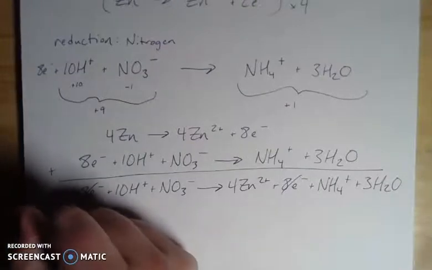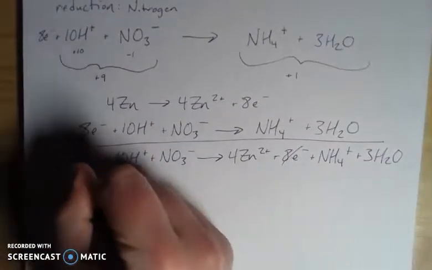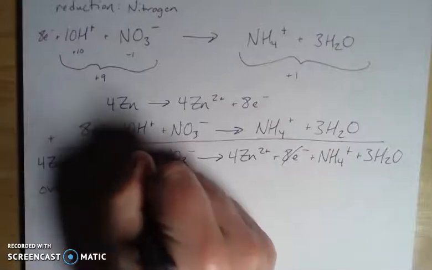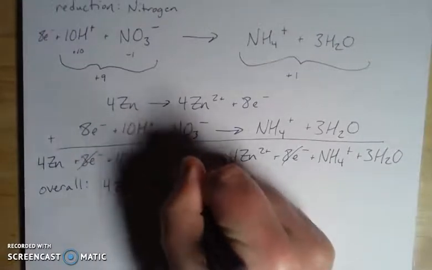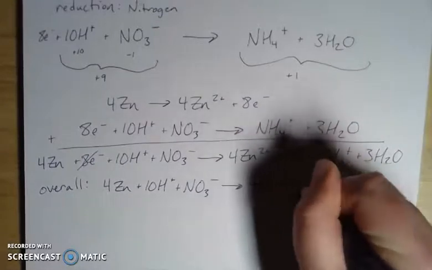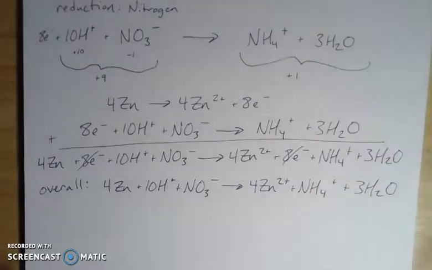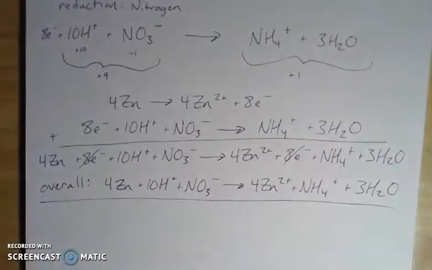So my overall reaction, make sure we have some space here, is 4 zinc, 10 hydrogens, nitrate, the zinc ions, the ammonium, and the waters. All right, so that's a lot of steps to get you to this take-home message. This is your overall reaction. And to make sure that everything is balanced out, it's a good thing to check your charges, because we want to make sure we have the same charge on each side. That's a good way to generally check these things.